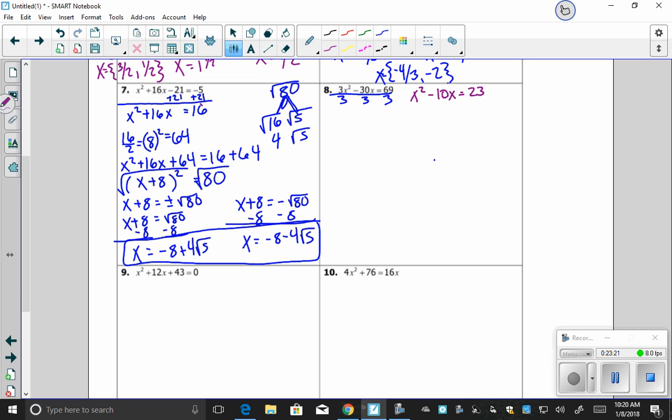Take my b, divide by 2. Square it, and I get 25. So I'm going to have x squared minus 10x plus 25 equals 23 plus 25. Factor, and I'm going to get x minus 5 squared equals 48.